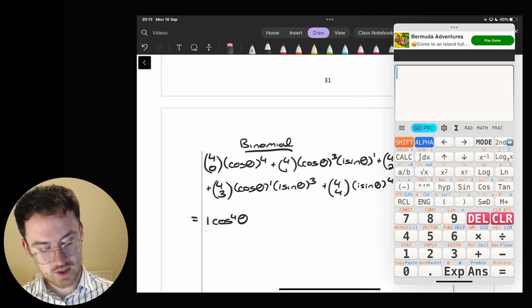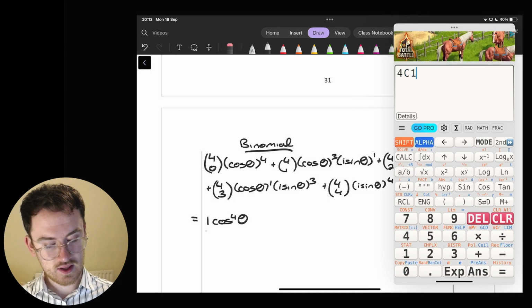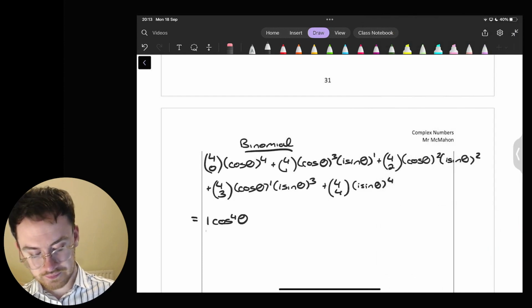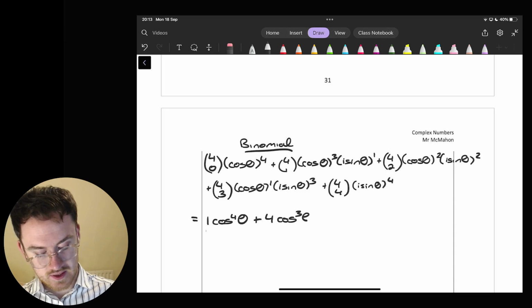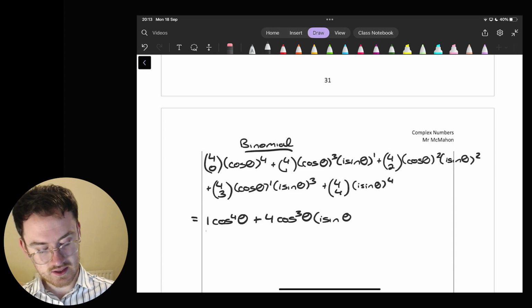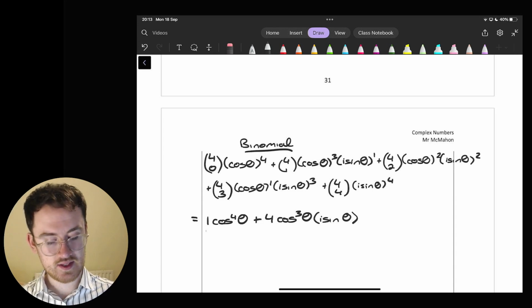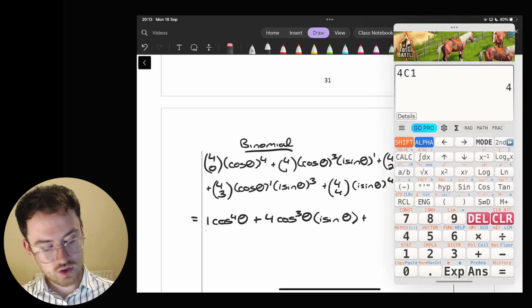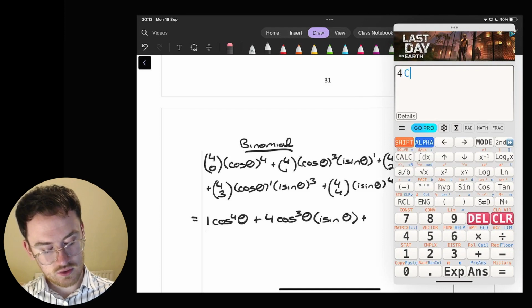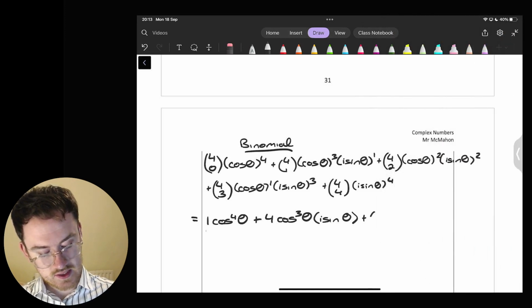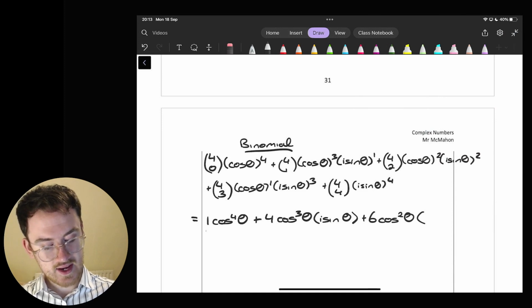So how many different ways do I have of choosing one thing from 4 things? I have 4. So it'll be 4 cos cubed theta, and then we're multiplying that by i sine theta. Let's take our extra steps here, working these things out. 4 choose 2 gives me a value of 6. So we have 6 cos squared theta, and the i sine squared theta becomes minus sine squared theta.